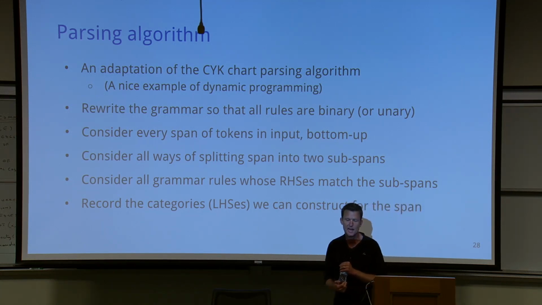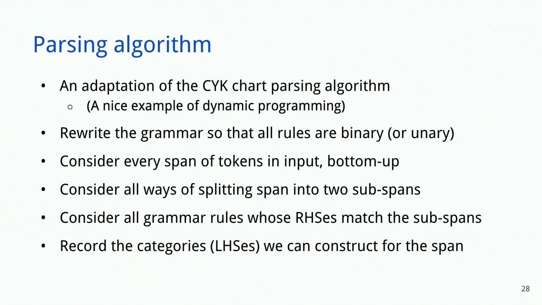Okay, so given a grammar and an input query, we can generate all possible parses of the query using dynamic programming. And specifically, we use an adaptation of the well-known CYK chart parsing algorithm. So if you've ever looked at syntactic parsing before, you may have seen this. Here's how it works. The first thing we do is we rewrite the grammar so that all of the rules in the grammar are binary, or maybe unary. Binary means they only have two things on the right-hand side. What we don't want to have is 3 or 4 or 5 things on the right-hand side. We want to have at most 2 things on the right-hand side.